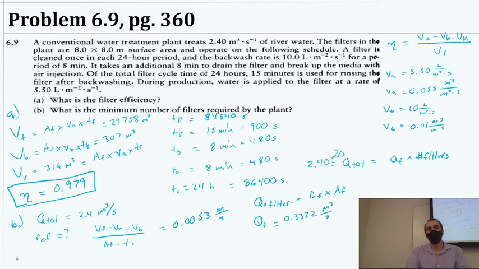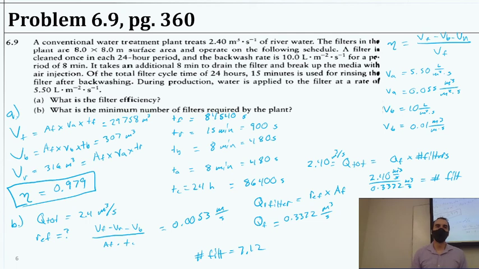So we can say, okay, well, if one filter is producing that much, we need to multiply that by some number of filters to get to the total. And so we take 2.40 cubic meters per second and divide that by that 0.3372 cubic meters per second. That'll give us our number of filters, and if we solve that, it is 7.12.